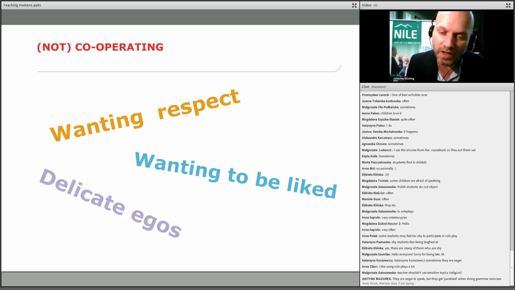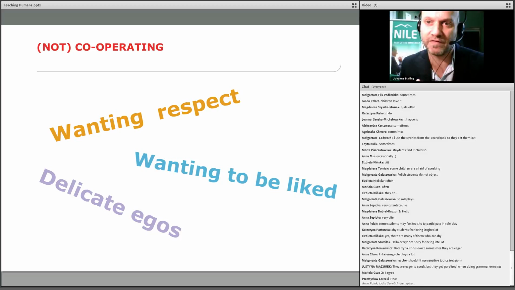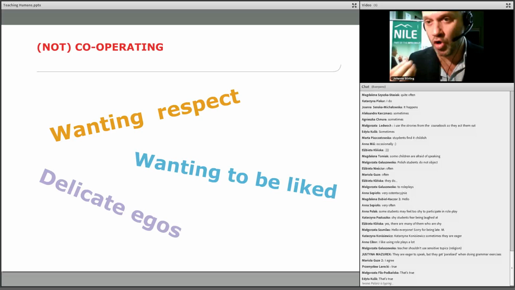So what Justina said about grammar exercises and feeling that they're paralyzed, I think is also true in terms of the role play, that we have to scaffold it, we have to structure it so that it's not too much of a stretch. And sometimes that might be me scaffolding it or structuring it so that it's not too far a stretch from their personality or from their knowledge or from their belief, right?